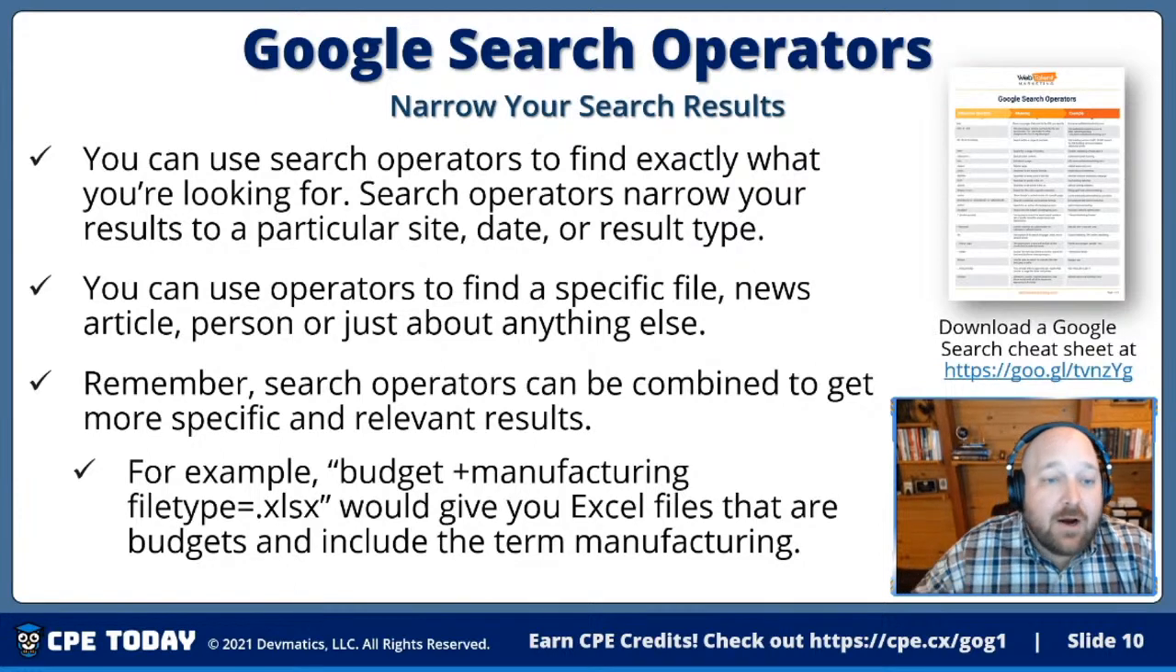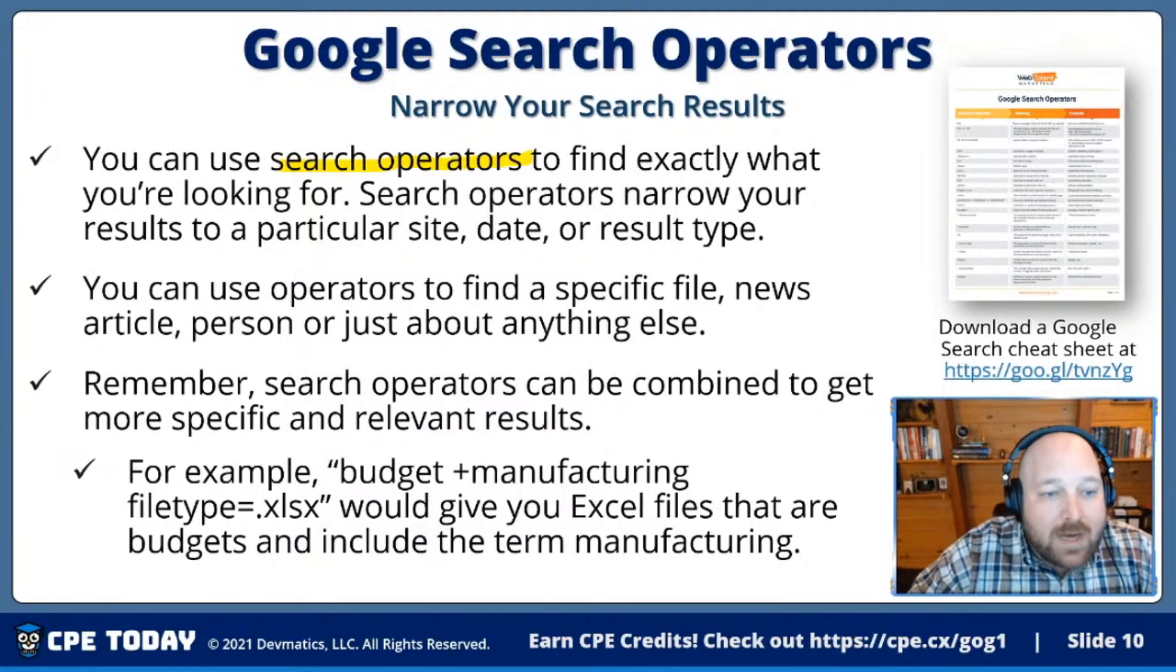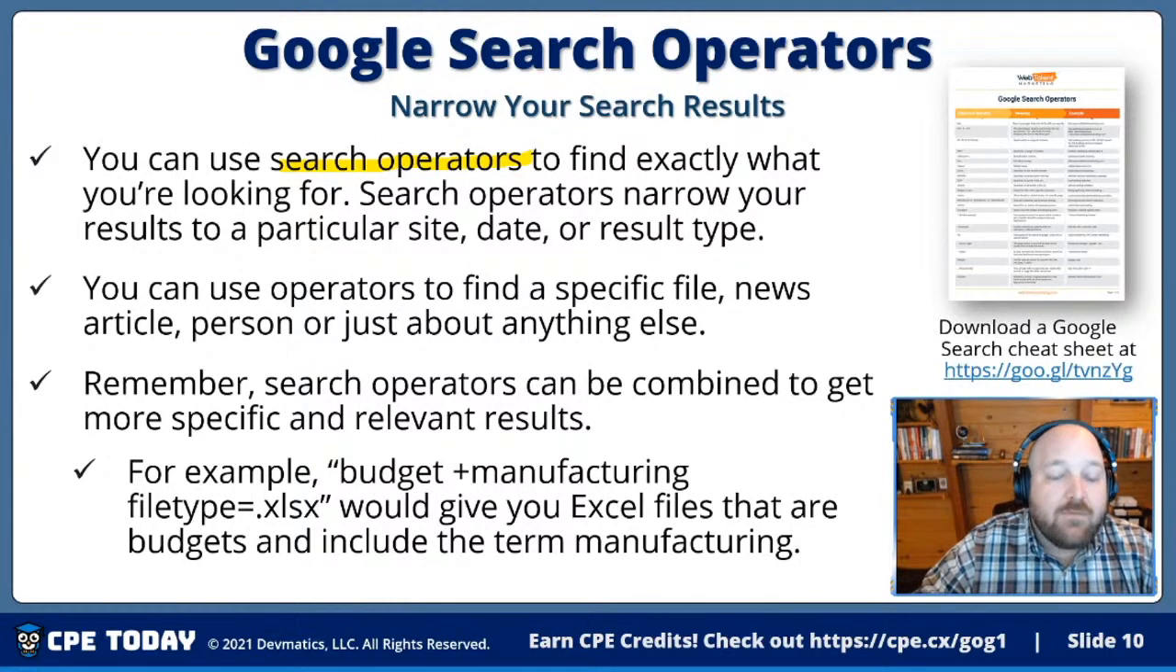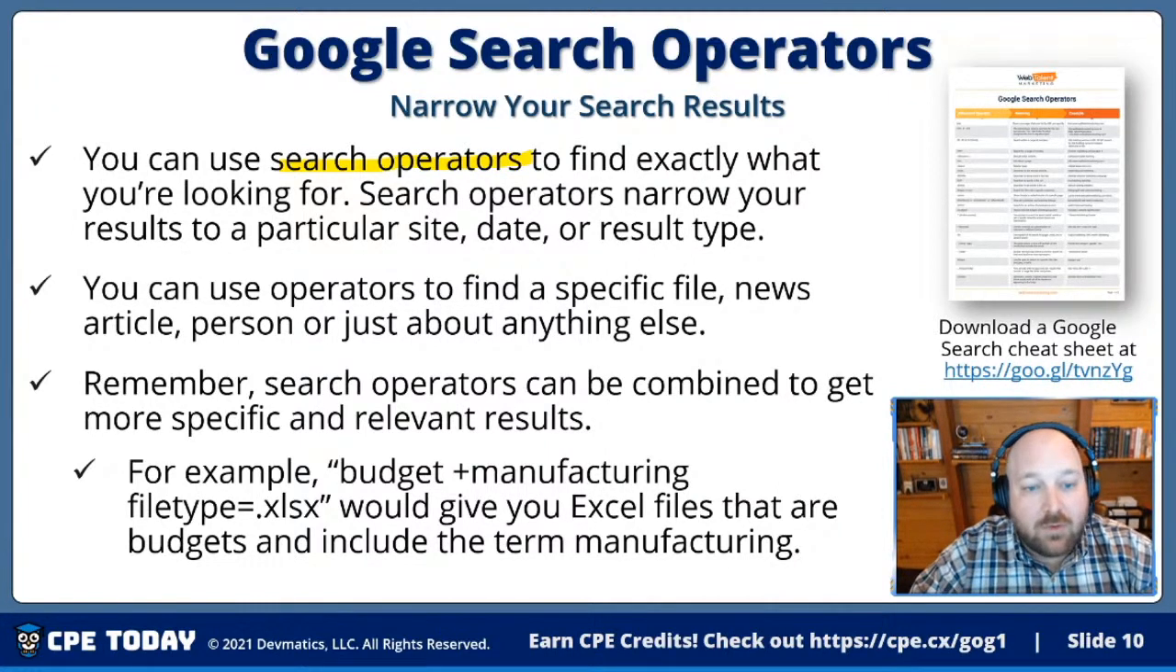However, it doesn't end there. Google has a number of ways that you can modify your search query, and we call these search operators. Search operators help narrow down exactly to what we are looking for, and they're great to find a particular site, a date, a result type that you're looking for, and they allow you to be able to find things in a much more precise way. And in doing so, you're going to get a better result for what you're looking for.